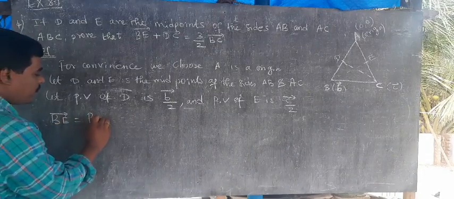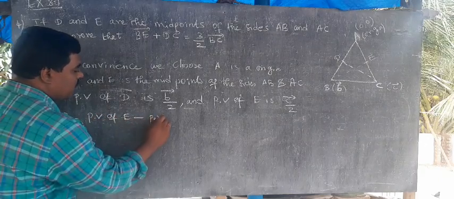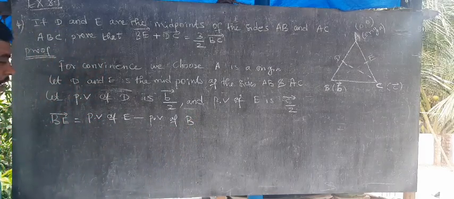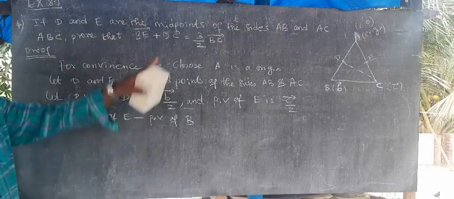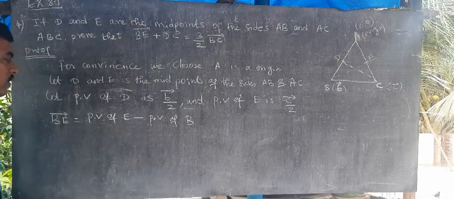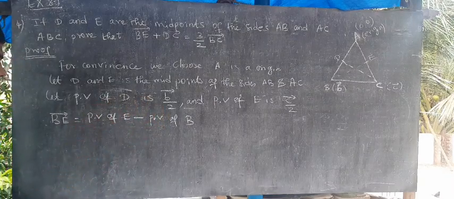So position vector of E minus position vector of B. That is meaning OE vector equal to OB vector. Here A is origin, so AE vector we need to write. That will be confusing. So you write in words: position vector of E minus position vector of B.